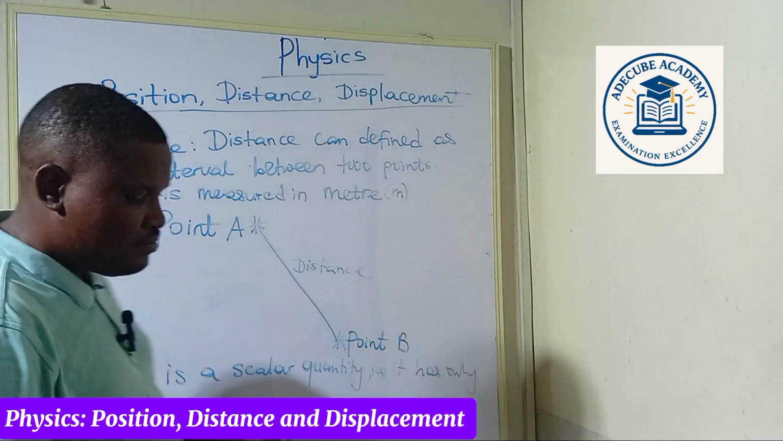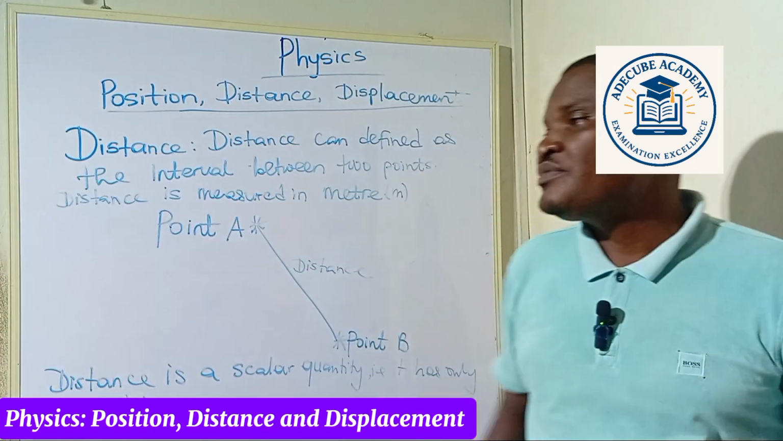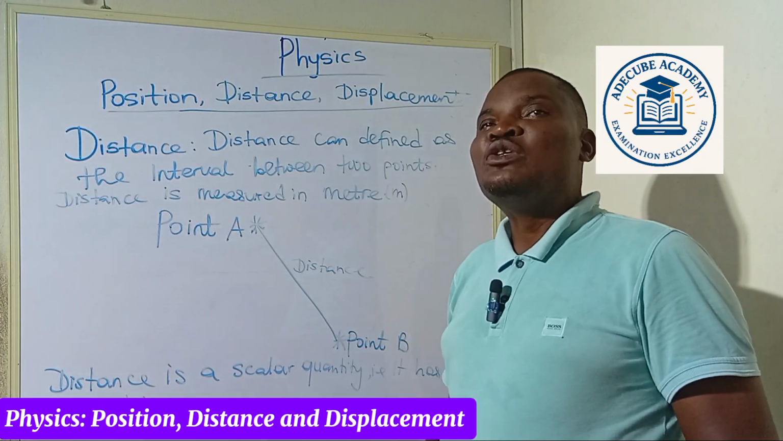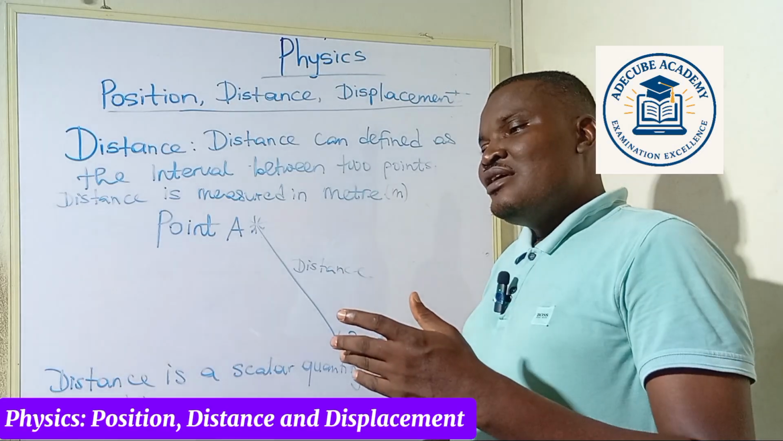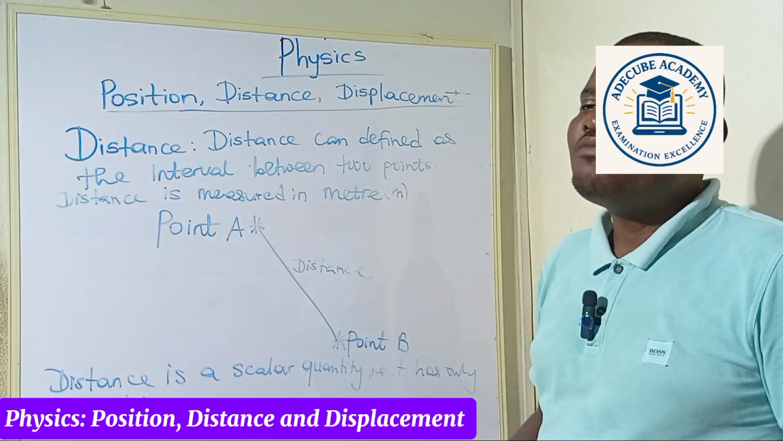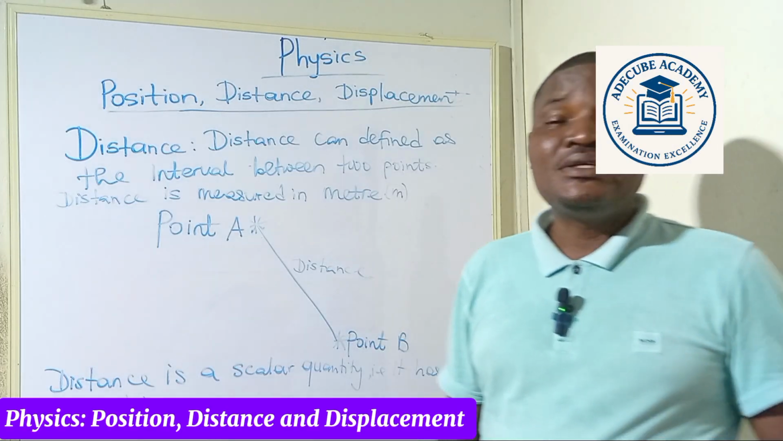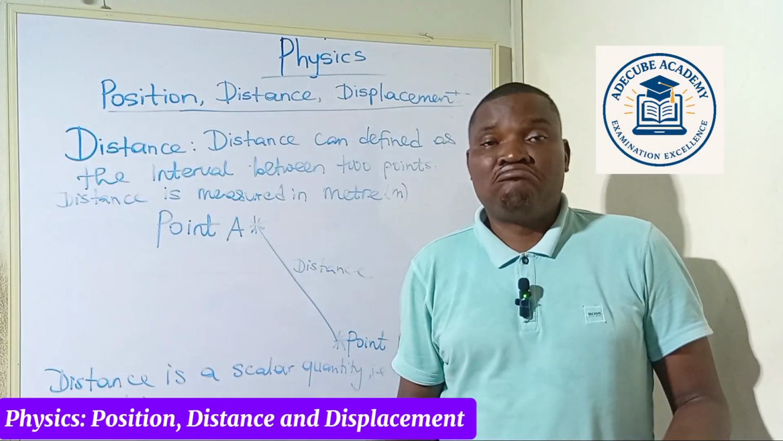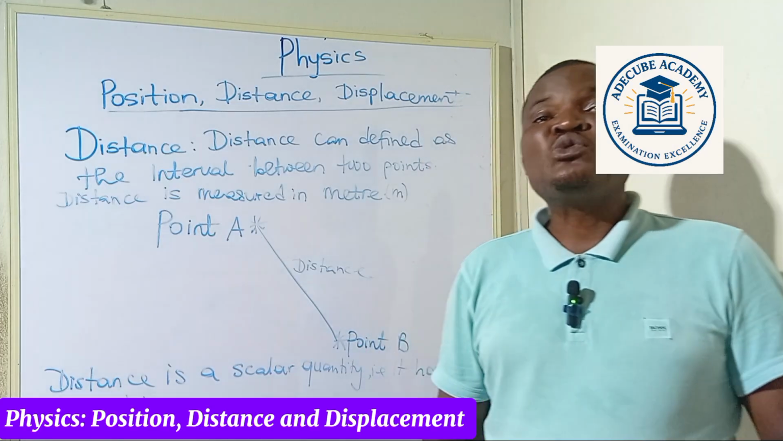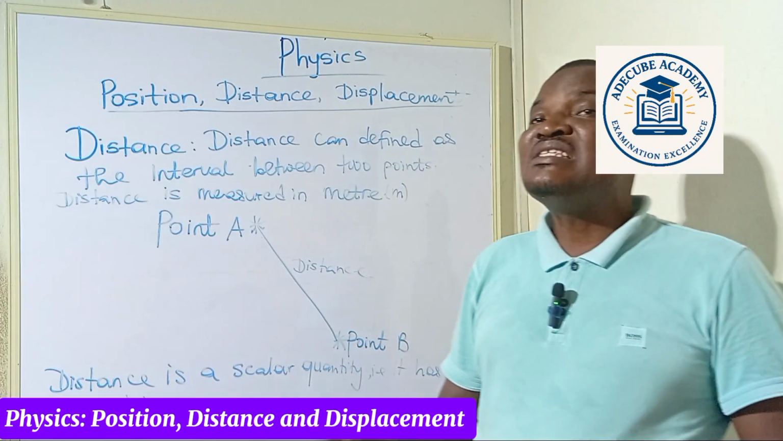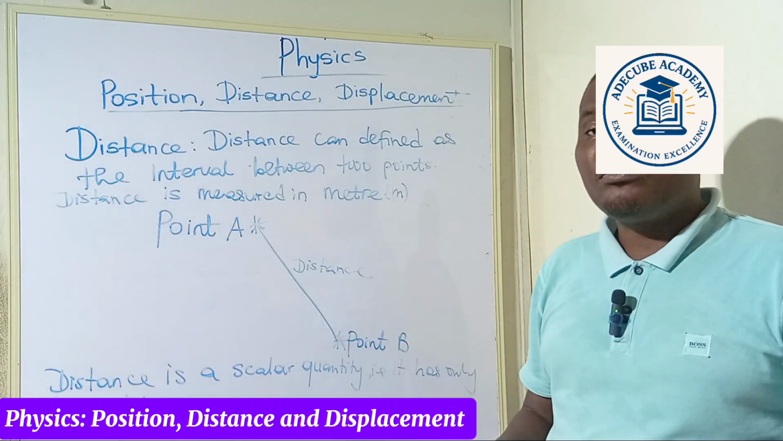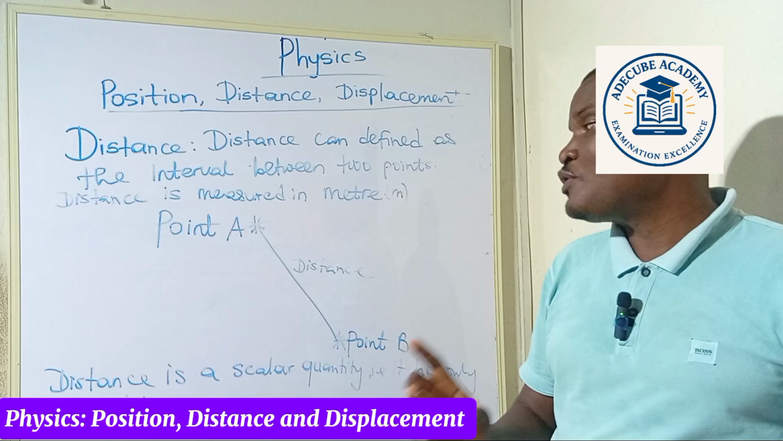It has only magnitude. Let me explain further. Now, if I should ask, what is the distance between your class and the gate of your school? Of course, you might just give me a direct answer. Maybe it might be 10 meters, might be 15 meters, might be 20 meters. Now, you are only telling me the spacing between your classroom and the gate of your school.